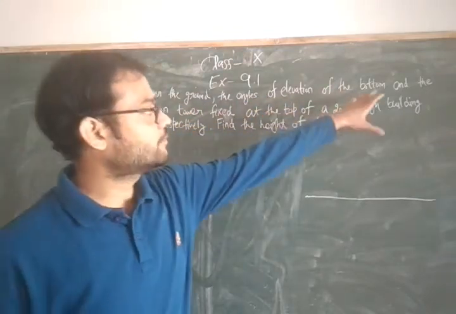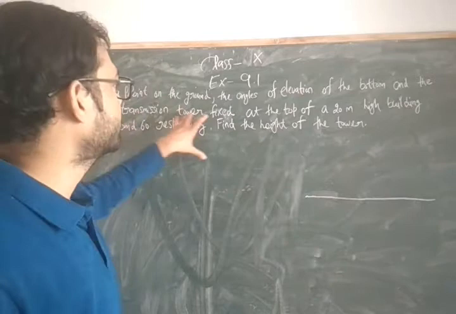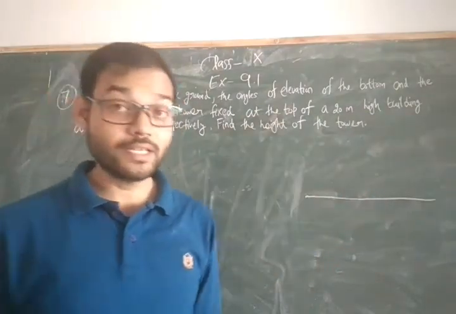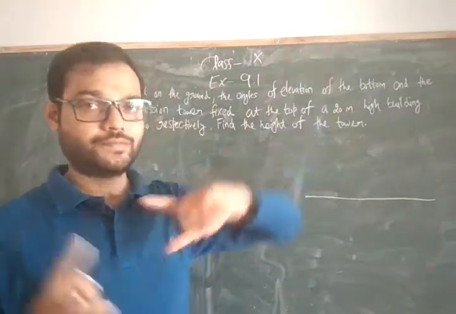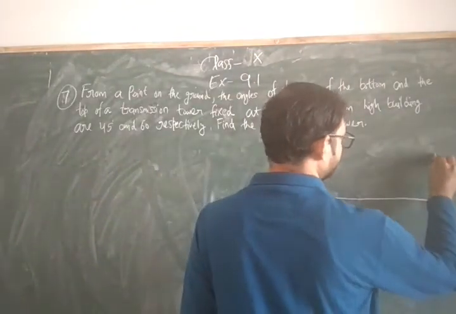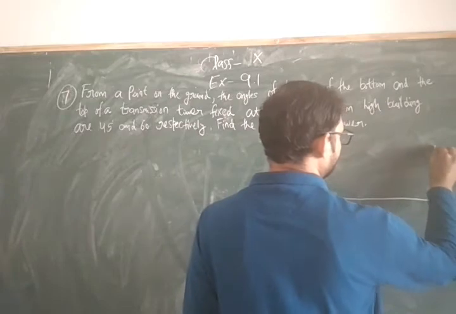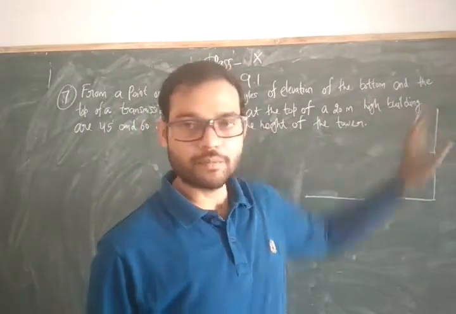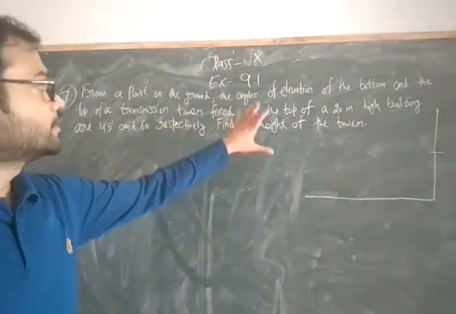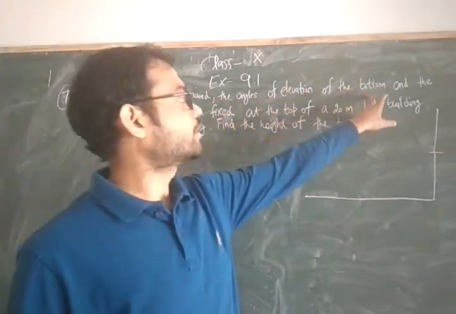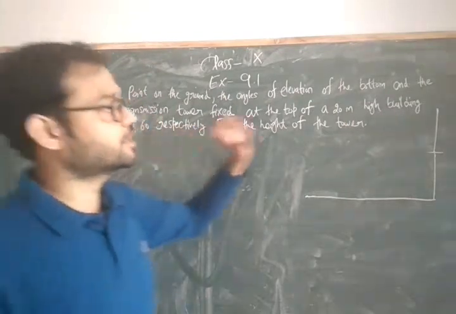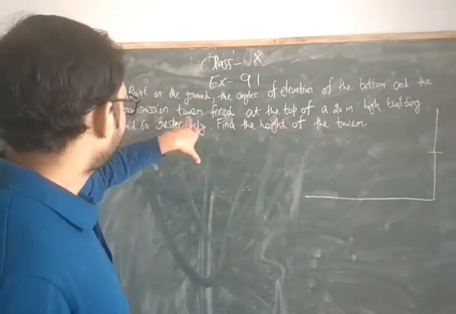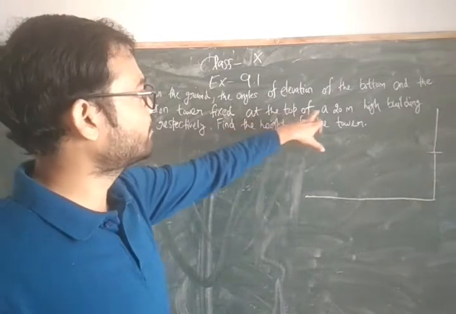The angles of elevation of the bottom and the top of a transmission tower fixed at the top of a 20 meter high building. That means there is a building, and on top of that building a tower is standing. Okay. So your building, and on top of this building, this is your tower. Clear? This is the building and on top of the building you have the tower. Let's read again. The angles of elevation of the bottom and top of a transmission tower fixed at the top of a 20 meter high building.